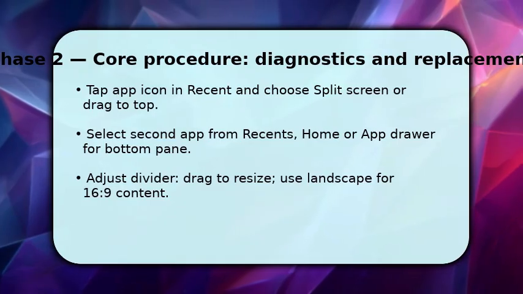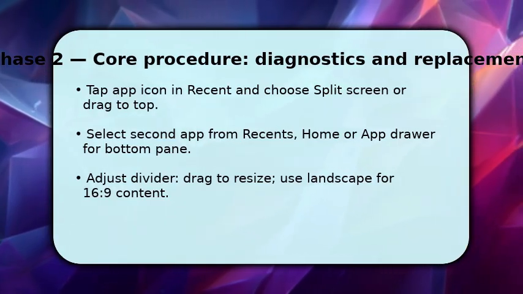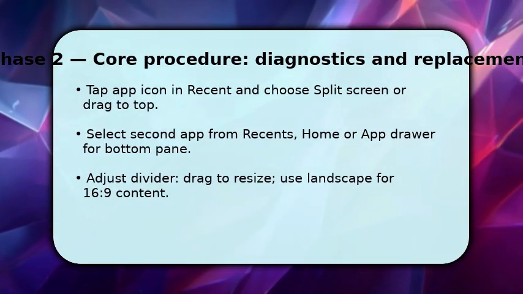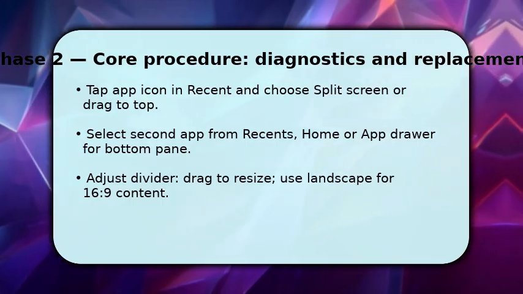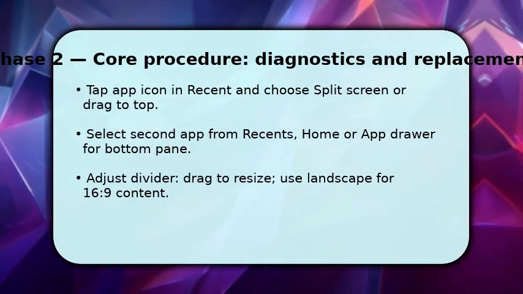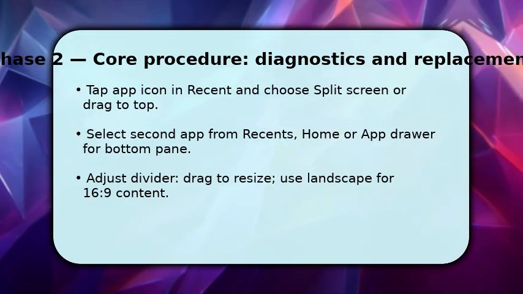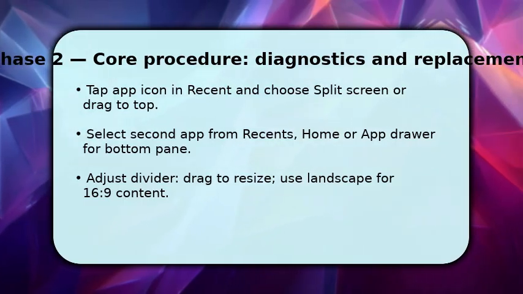Next, tap the app icon in Recent and select Split Screen or drag the card to the top of the screen. Both achieve the same result. Once the top pane is fixed, pick the second app from Recent, Home, or the App drawer. It fills the lower pane.